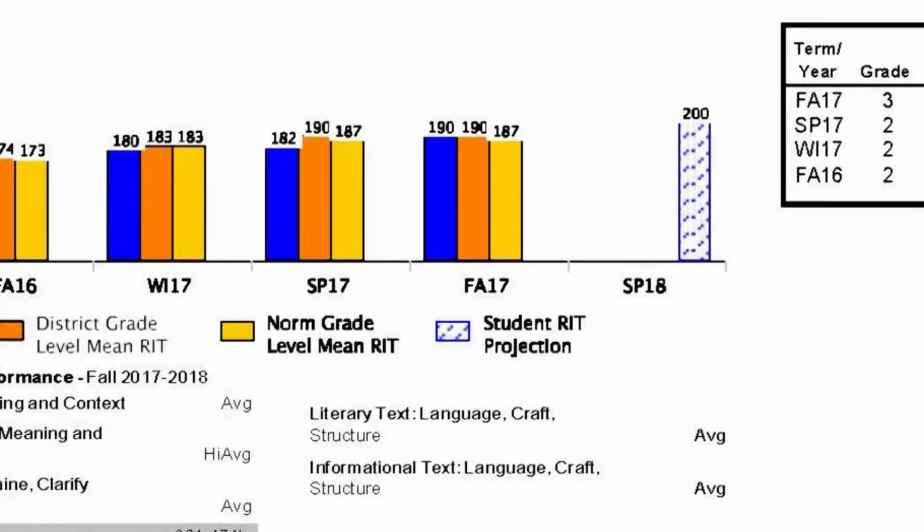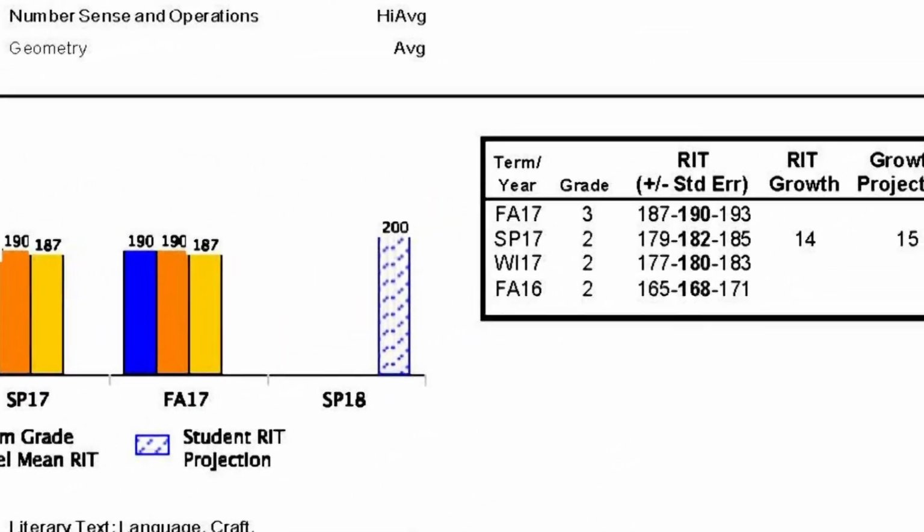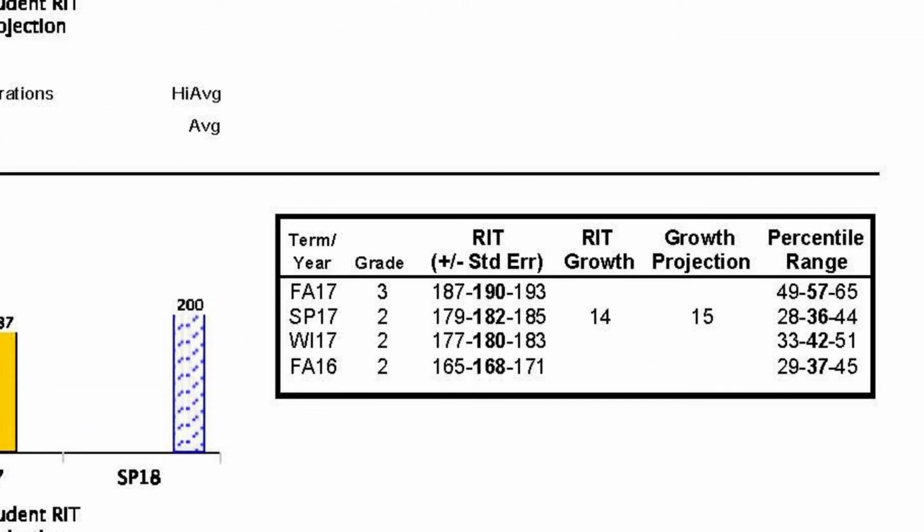The chart on the right-hand side of the graph depicts the same information as the bar graphs, but this information is in numerical form and contains a few more details. The chart identifies what the actual RIT growth for your child is and also shows the growth projection. If the RIT growth is equal to or greater than the growth projection, your child is meeting or exceeding the growth determined by NWEA. The final column in the chart is the percentile range, and it contains a series of 3 numbers. The number in the middle is this student's percentile rank.